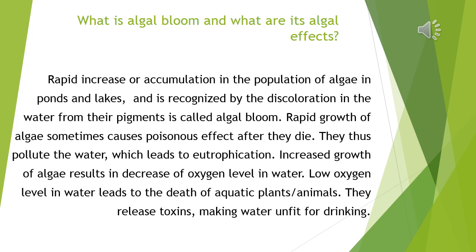What is algal bloom and what are its effects? Rapid increase or accumulation in the population of algae in ponds and lakes, recognized by the discoloration in the water from their pigments, is called algal bloom. Rapid growth of algae sometimes causes poisonous effects after they die.